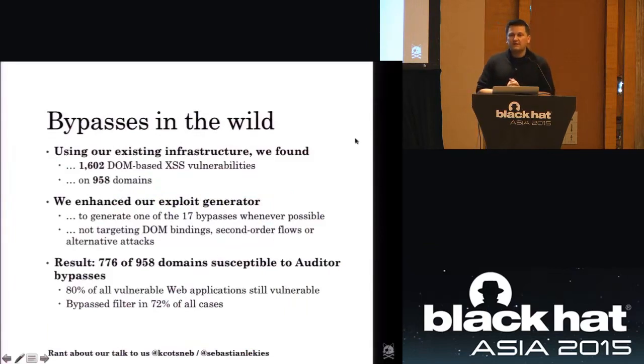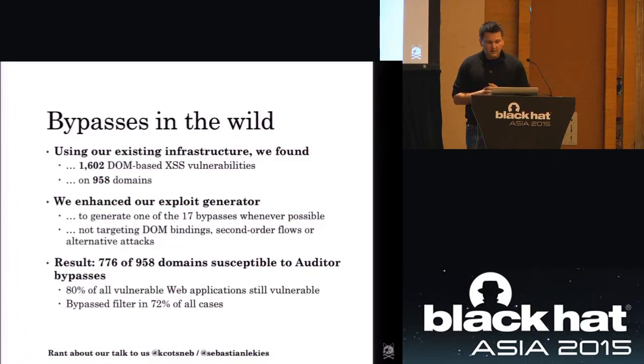So what we did then is we had about 17 different Chrome bypasses after 2 months of studying the Chrome source code, and we also had this huge number of DOM-based cross-site scripting vulnerabilities that we found. And what we did is we patched our exploit generator to make use of the bypasses. So instead of just generating naive cross-site scripting exploits, we checked the vulnerabilities first and checked whether they are susceptible to certain bypasses, and then we generated a specific bypass for it. So we did that, and we were able to bypass the auditor in about 80% of all the cases.